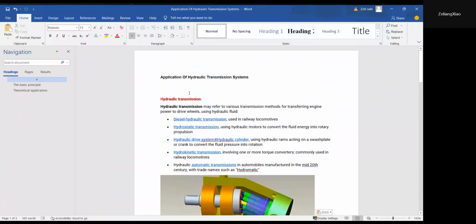Okay. So my research is on application of hydraulic transmission systems.